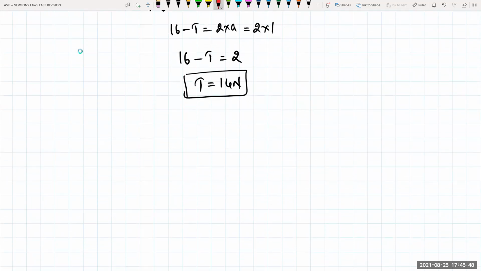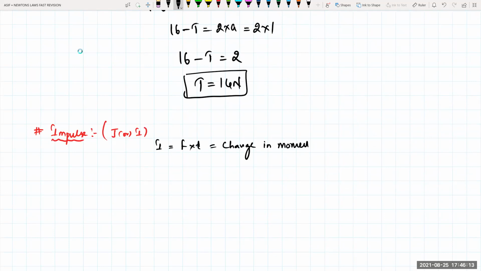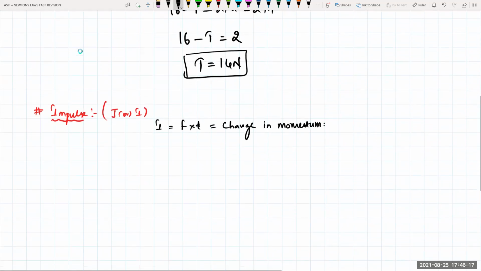Let's try to go for the next concept, that is impulse. Impulse is represented by J, or sometimes we represent it by I. Impulse is nothing but your force acting for a very short interval of time. That is also equal to your change in momentum. Is that clear?